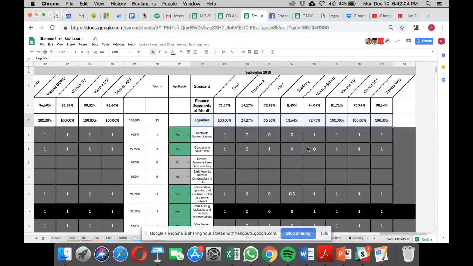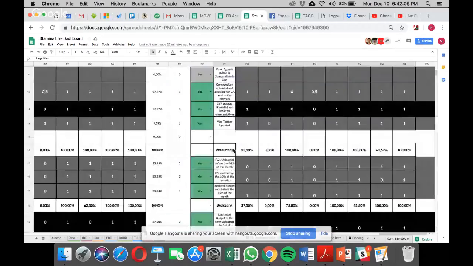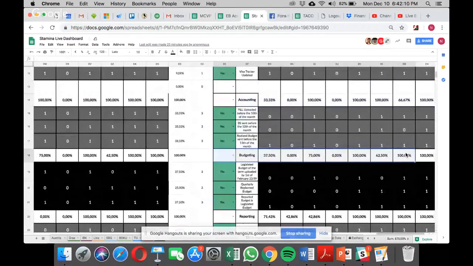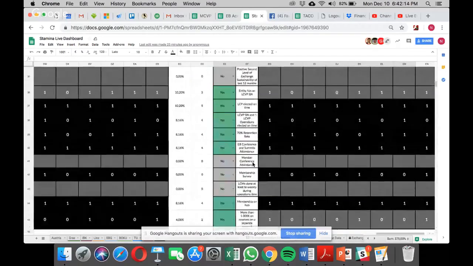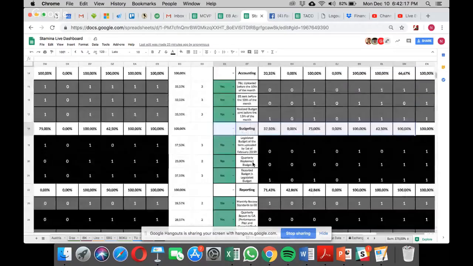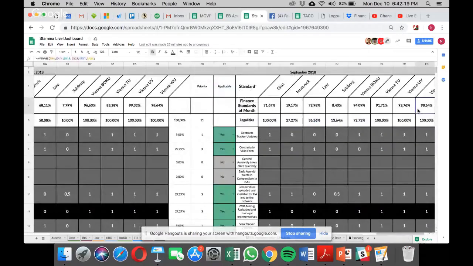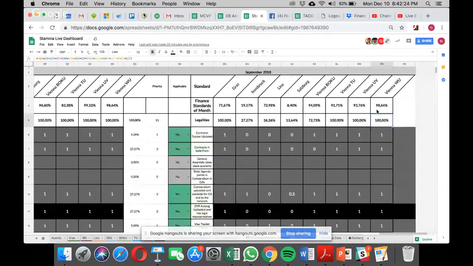So here you see the one for legalities, here you see the ones for accounting, here you see the ones for budgeting, reporting, auditing, and sustainability, right? You can see that there are multiple factors that influence them. And then in total, you can see the average of all these. So how important were these finance standards and what is the average of them? As you can see, we have some LCs who are still on the lower end, but we also have some LCs which are quite high and are aspiring to get to 100%.